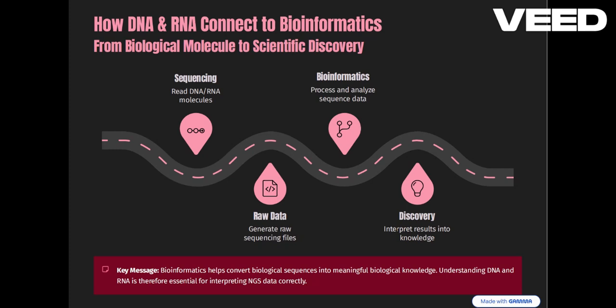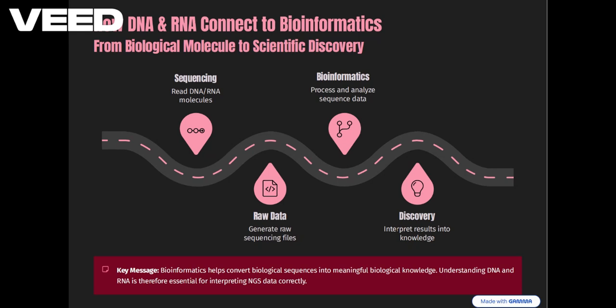Finally, let's connect everything we learned today with bioinformatics. The process begins with biological molecules such as DNA or RNA. These molecules are processed and sequenced using sequencing technologies. The sequencing machine then generates raw sequencing data. This raw data is given to bioinformaticians. Using computational tools and pipelines, we process, analyze, and interpret the sequencing data. Finally, we convert those results into biological knowledge and scientific discoveries.